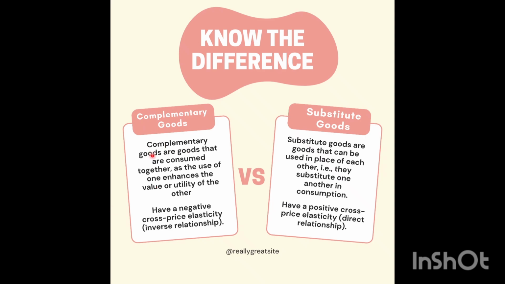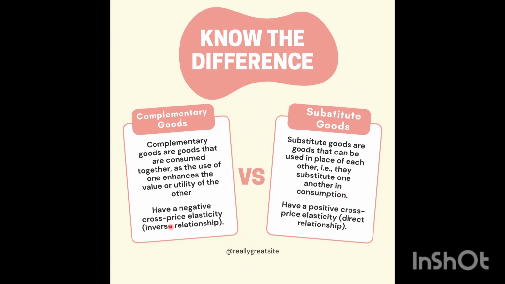So complementary goods are the goods that are consumed together, as the use of one enhances the value or utility of the other, which basically means that complementary goods are meant to be used together. One way or another, they enhance the value or the utility of the other, whereas substitute goods are goods that can be used in place of each other, that is, they substitute one another in consumption.